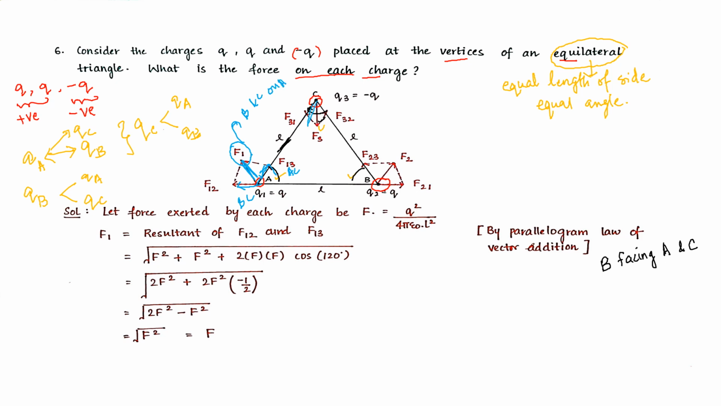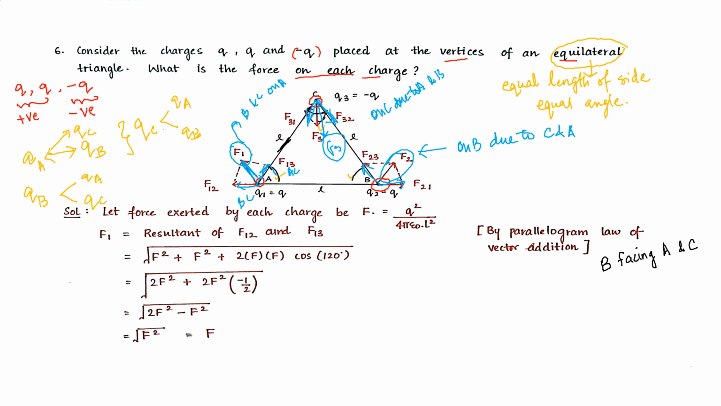Similarly, this is from C to A, and this is from C to B, and the resultant is coming over here. This is F3, which is on C due to A and B. Similarly, from A, this is the direction, and from B to C, this is the direction, and the resultant is coming in this direction. So it is on B due to C and A. So this kind of configuration we are getting.